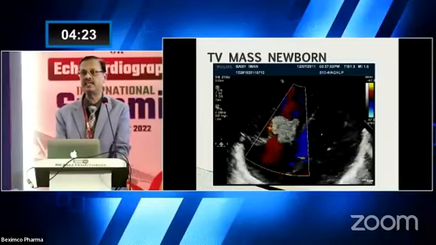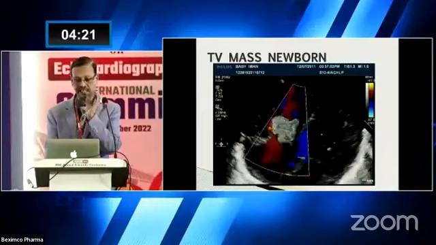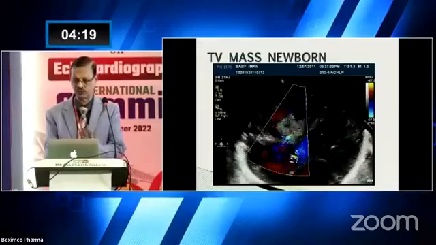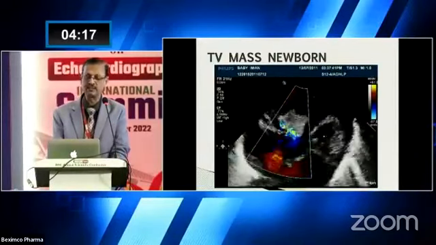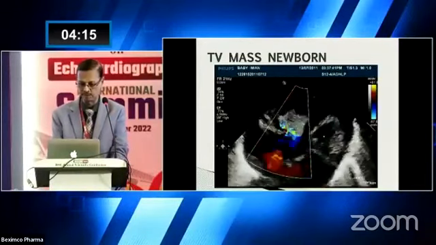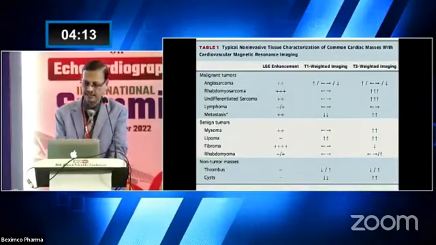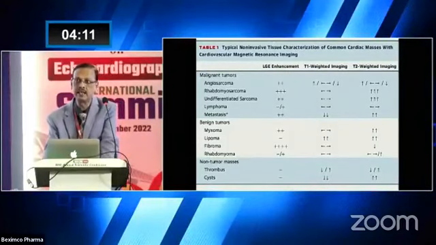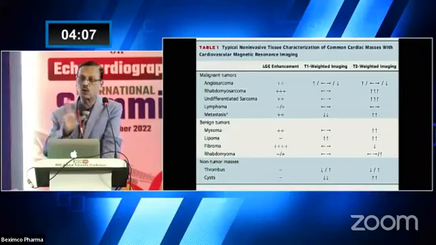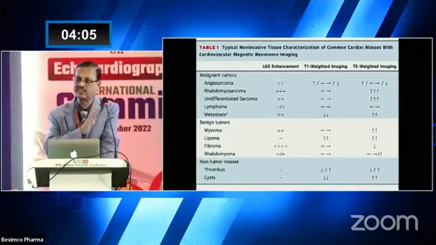In the child, it basically came as angiosarcoma. It is a highly vascular tumor of angiosarcoma. This is a TB mass in the newborn. And this is a very important thing that is now coming, the non-invasive tissue characterization of the common cardiac lesions with cardiovascular CMR imaging.